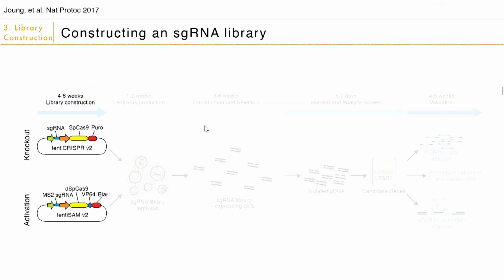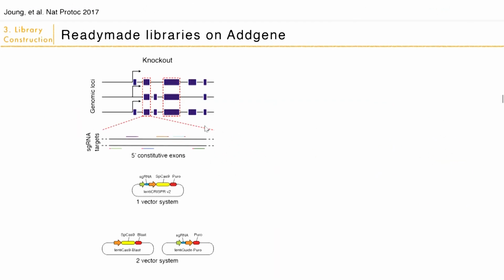To start out, the library construction part, depending on whether you're picking an existing library or designing your own, can take anywhere from a few weeks to many more weeks. So starting with the easy part, the ready-made libraries on Addgene. Right now, there are a lot of different libraries on Addgene. I will talk about what our lab has put out so far and also mention some of the new ones that I would recommend using. So first, the knockout libraries.